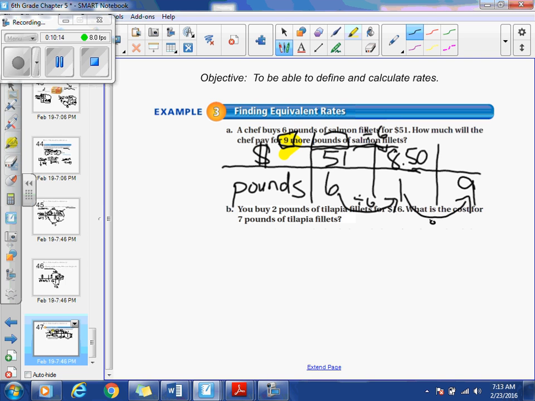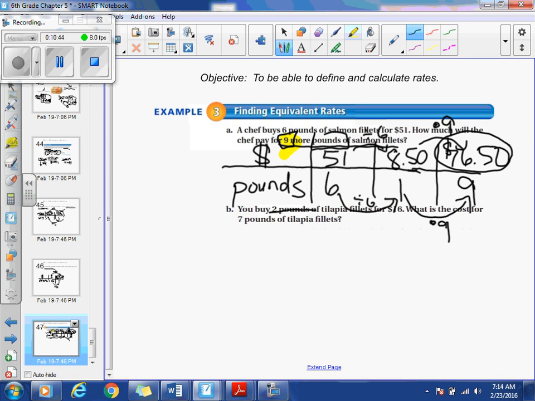So I'm going to say, okay, now from 1 to 9 is pretty easy. I'm going to multiply the number of pounds I'm buying by 9, so I also need to multiply my cost by 9. $8.50 times 9, because I'm paying $8.50 for each of those pounds, $76.50 for 9 pounds of salmon fillets. If you want to stop here, you can. I'm going to do one more example if you're still a little lost.